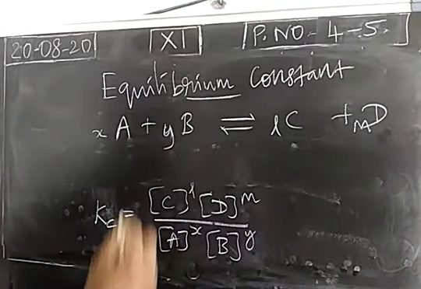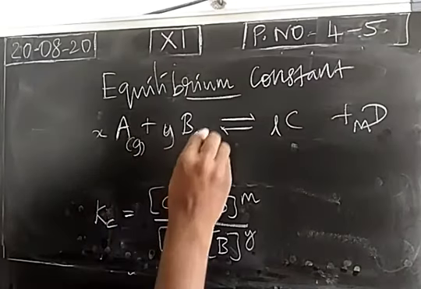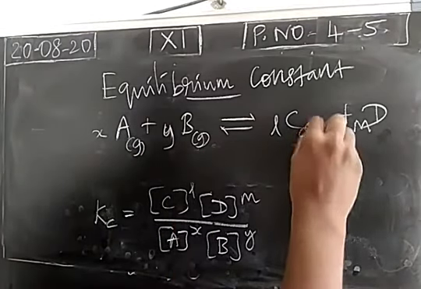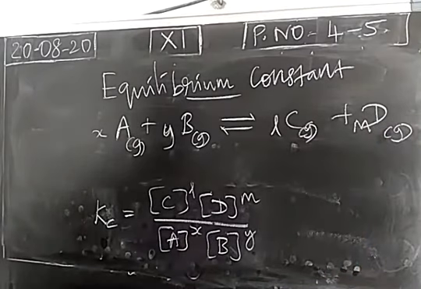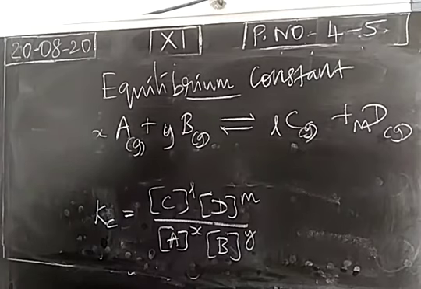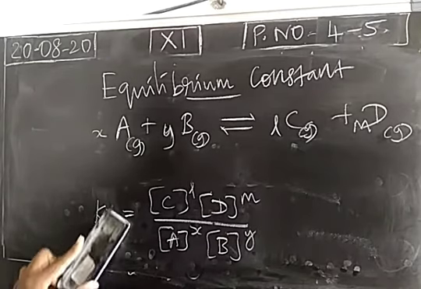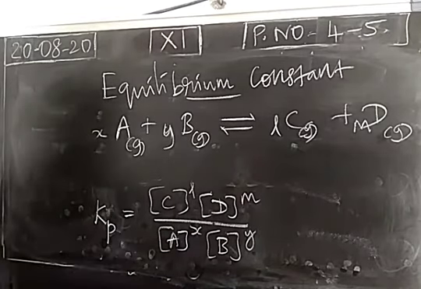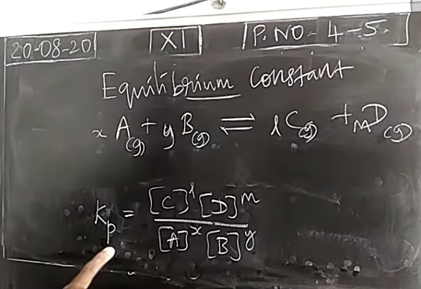Now consider A, B, C, D. All the substances are in the gaseous phase. Now this is a homogeneous gaseous phase reaction. So for a gaseous phase reaction, the equilibrium constant will be expressed in terms of pressure. So this is rearranged as Kp, the equilibrium constant in terms of pressure.